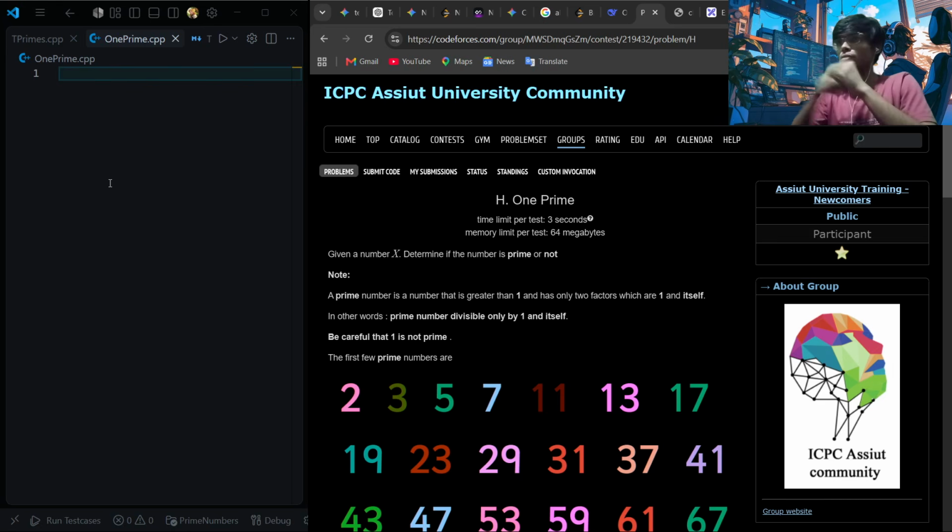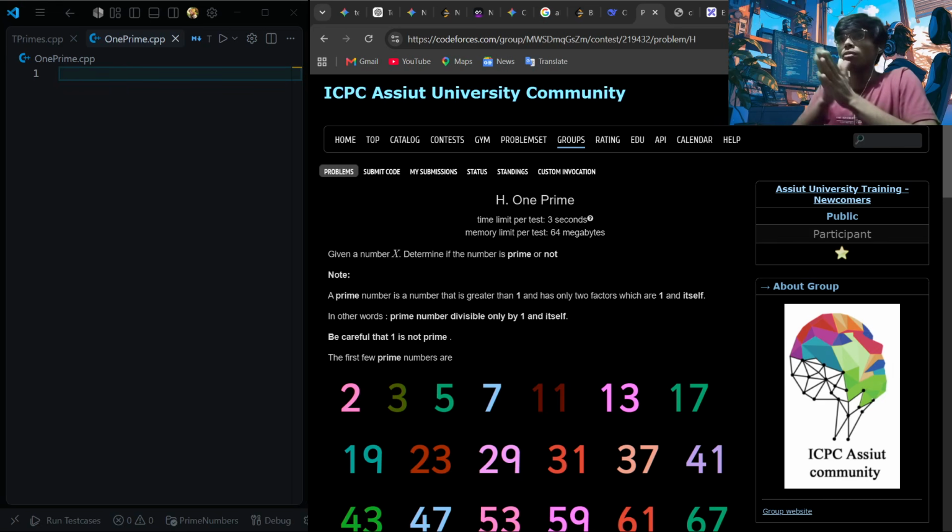It has been given in the question that a prime number is a number that is greater than 1 and has only two factors, which are 1 and itself. So what we have to understand here is that 0 and 1 are not prime, the smallest prime number is 2, and 2 is the only even prime number. Any number is prime only if it is divisible by 1 and itself.